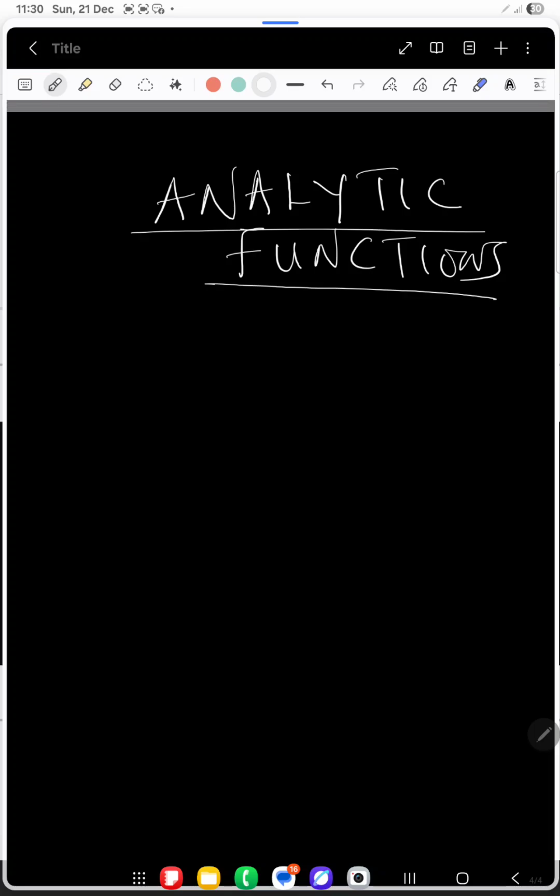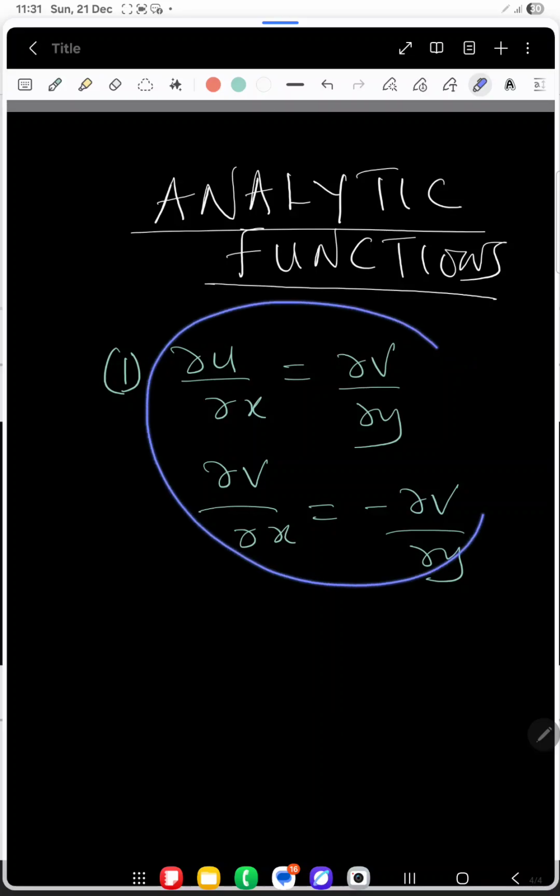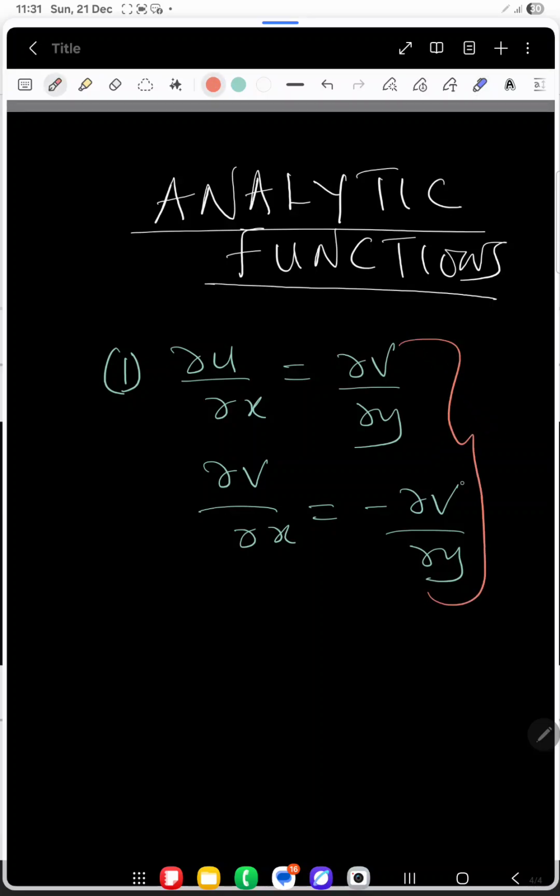And what are the Cauchy-Riemann equations? For a function which is analytic, it should satisfy the conditions such that ∂u/∂x gives you ∂v/∂y. Not only that, but also ∂v/∂x must be equal to negative ∂u/∂y. So for you to prove that a function is analytic, you are supposed to show that the function satisfies these CR equations, which are also said to be the Cauchy-Riemann equations.